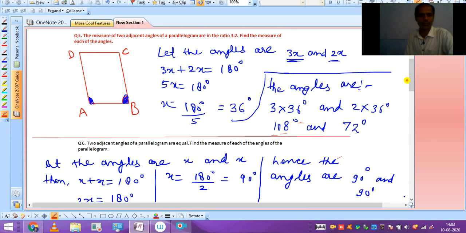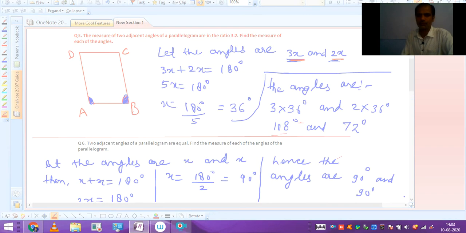Then in the next question, we have used a property of adjacent angles. The sum of adjacent angles is 180 degrees. So, we have used this property. 3x plus 2x is 180 degrees. Find the value of x, it is 36 degrees, and put the value of x in 3x and 2x here. So, we can find the measurement of the required angles.